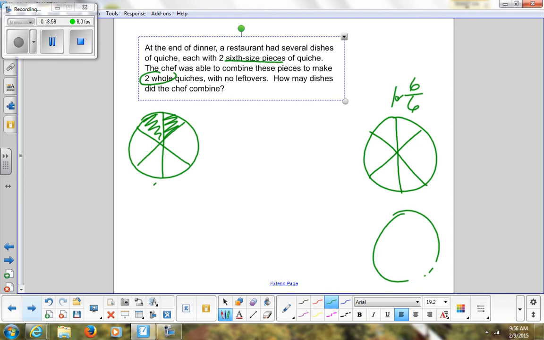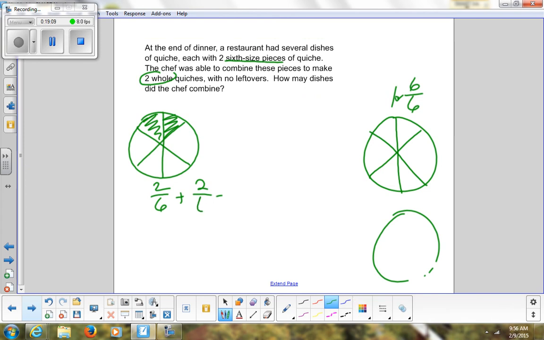Okay, so if this is 2/6, and I need to get to 6/6, right? I'm just going to add. 2/6 plus 2/6 is 4/6. Is that 6/6? No, so I need to add again. 4 plus 2 is 6. Is that 6/6? Yes. So how many pieces did he have to do to make 1 whole? 3. Good, let's make another whole.